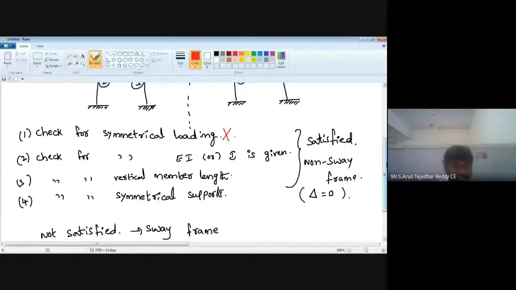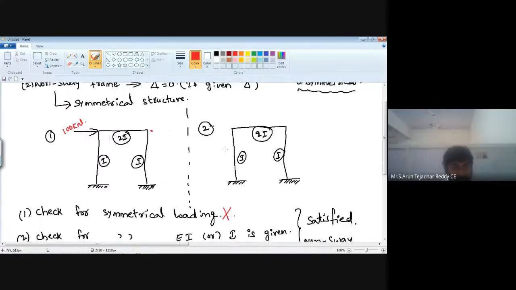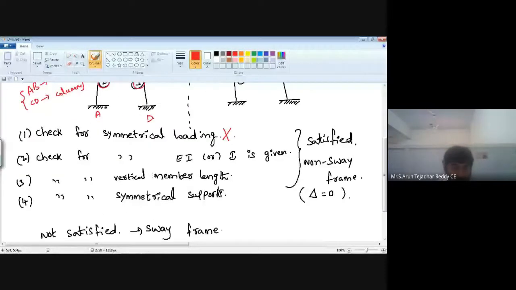Next, the second condition is to check for symmetrical EI or I given. If you take this as A, B, C, D, how do we compare EI or I? First, AB is a column, CD is a column, and BC is a beam. There are two columns and only a single beam, so that doesn't matter; you only need to compare AB and CD. Here AB moment of inertia is I, and CD moment of inertia is I. So the check for symmetrical EI or I is satisfied.